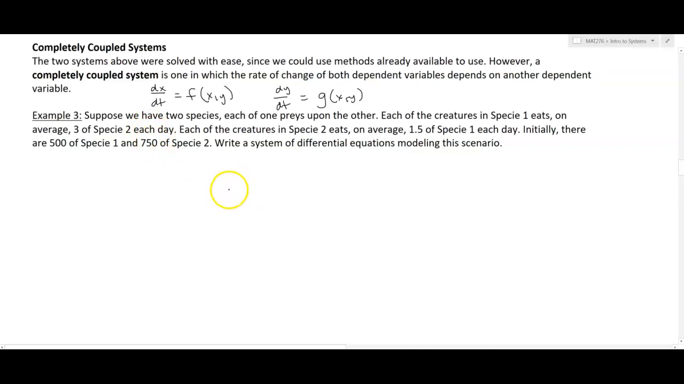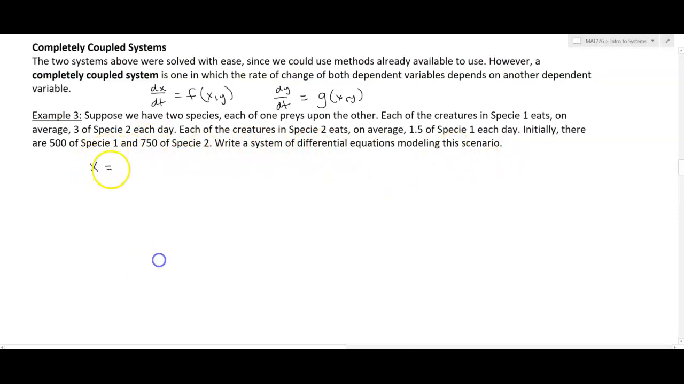Learning to model in differential equations is important. Suppose we have 2 species. Each one preys upon the other. Each of the creatures in species 1 eats, on average, 3 of species 2 each day. Each of the creatures in species 2 eats, on average, 1.5 of species 1 each day. Initially, there are 500 of species 1 and 750 of species 2.